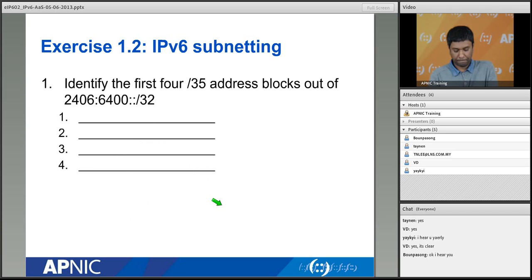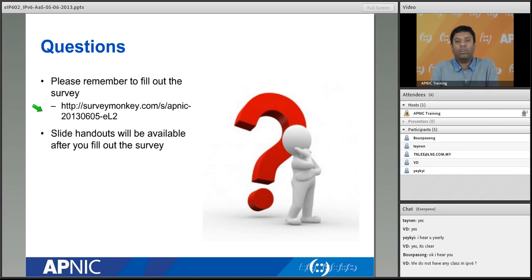Oh, the question is, do we not have any class in IPv6? No, in IPv6 there is no concept of class A, class B, and class C. There is no concept. In IPv6, only the prefix length. There is no class. Is that clear?